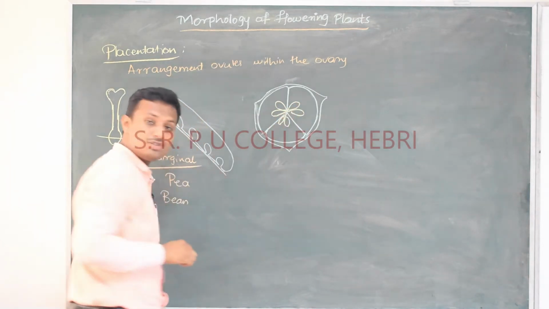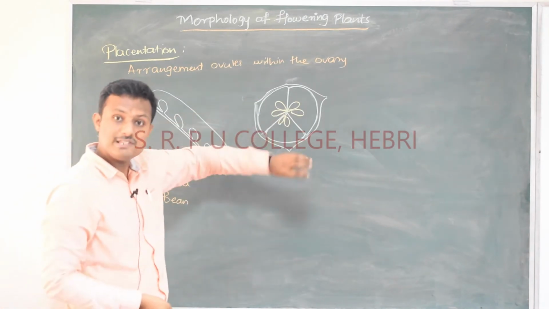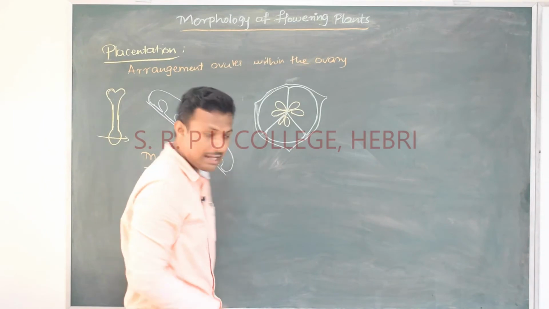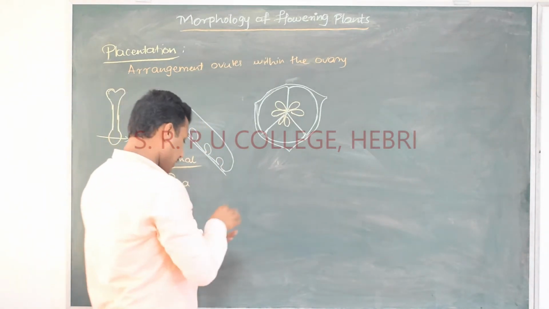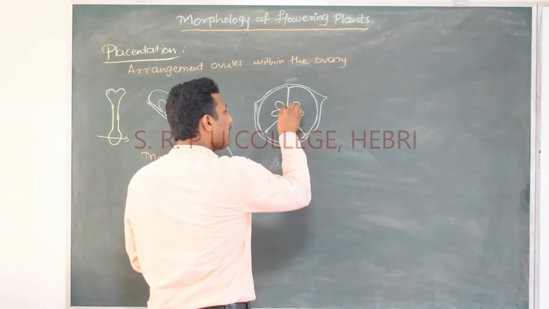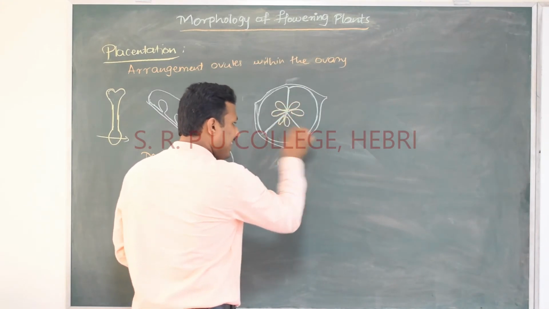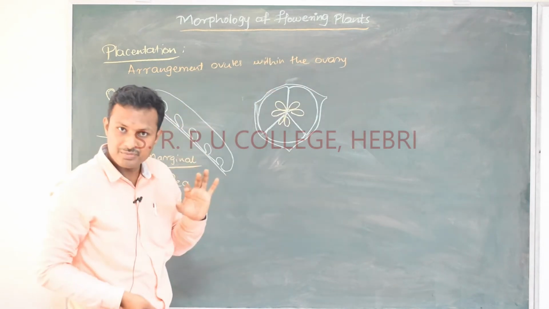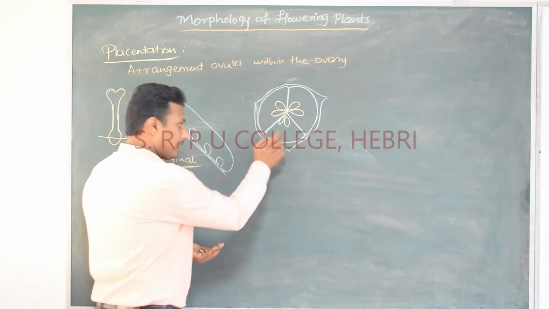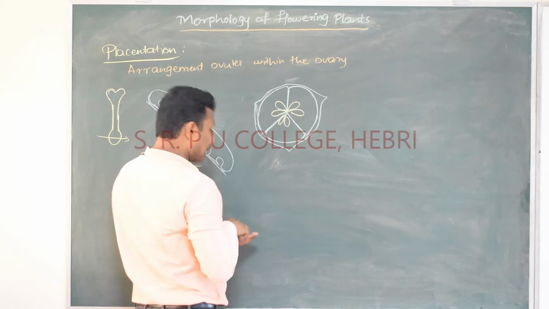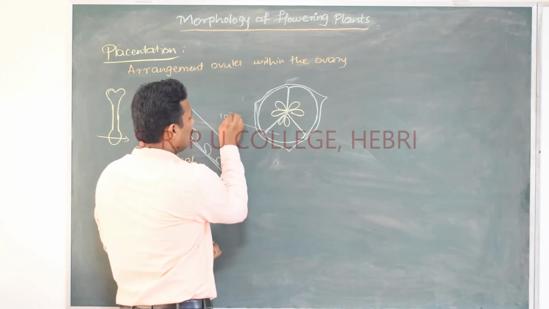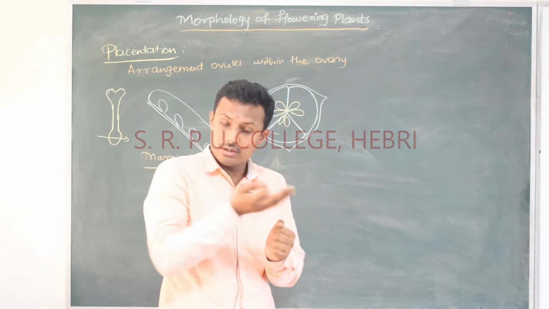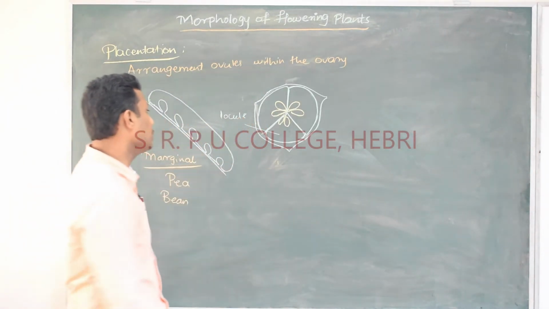Ovules are arranged in such a way that all the ovules are attached to the central axis. This is the central axis. Here you will see the wall formation in between each chamber. This is one chamber, this is one chamber, right? Each chamber is called a locule. This is called a locule. The chambers of the ovary are called locules, right?